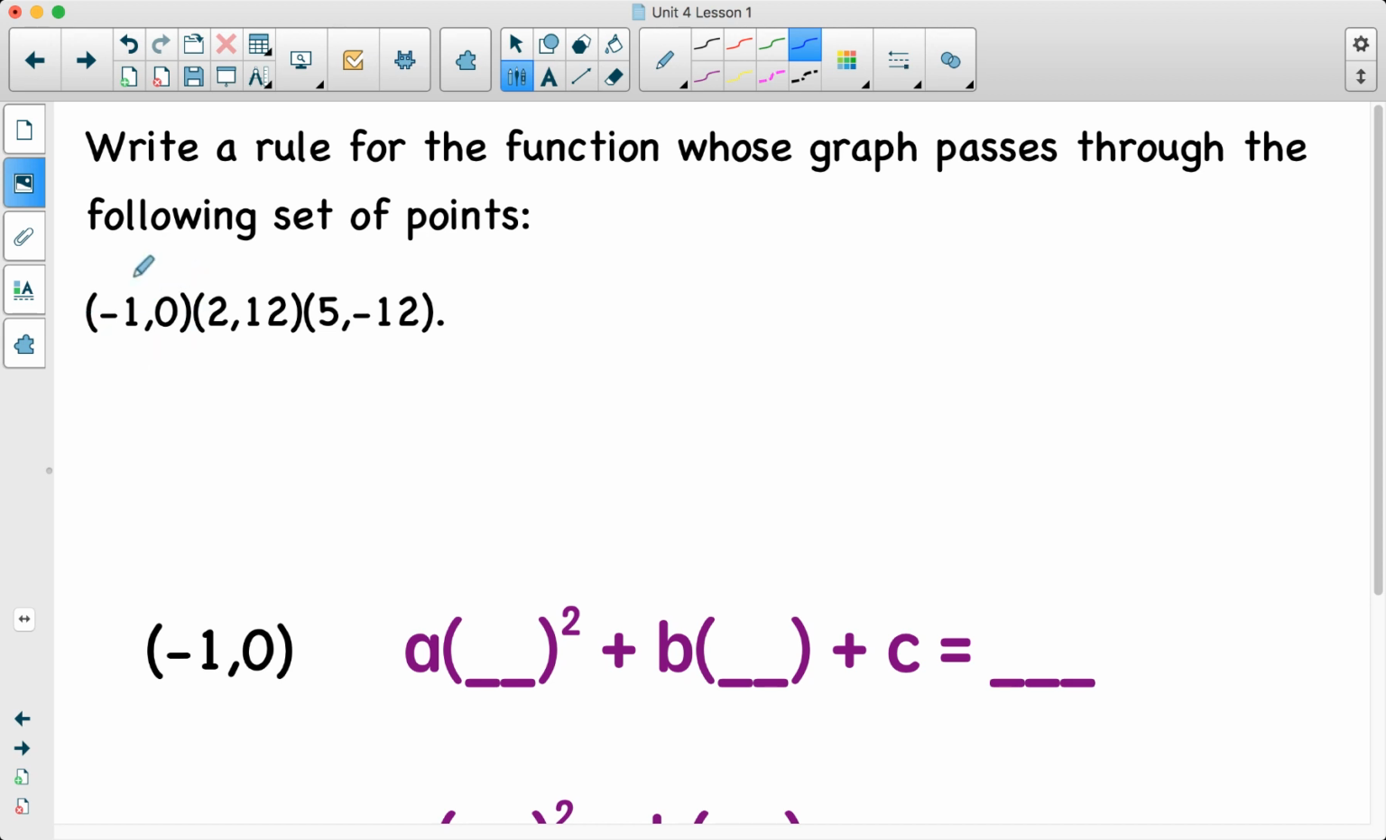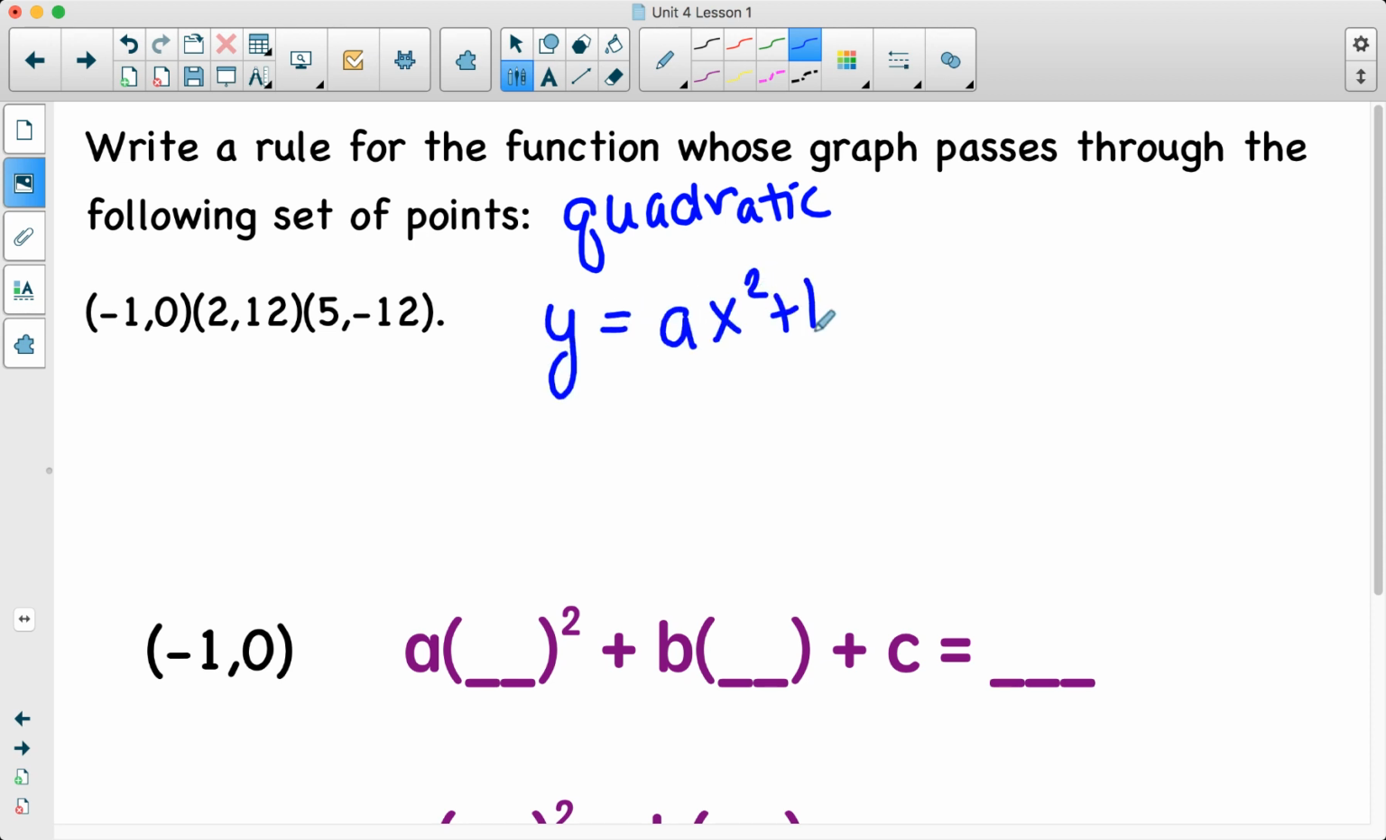Look at the number of ordered pairs you're given. I'm given 3 sets of ordered pairs. So that tells me that this is going to be a quadratic function. And it's going to take the form y equals ax squared plus bx plus c. So I'm trying to figure out what a, b, and c are equal to, and I'm going to do that by using these 3 sets of ordered pairs and setting up a system of equations to solve.